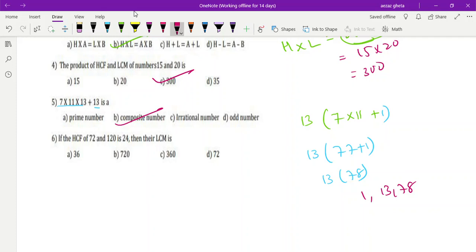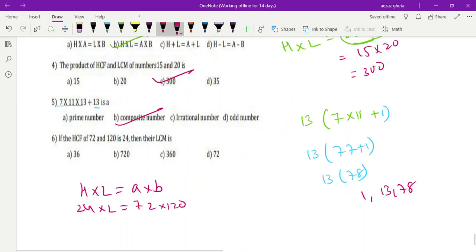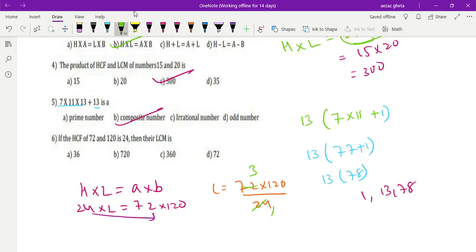HCF of 72 and 120 is 24. LCM we should find. We know the relationship H into L is equal to A into B. HCF they gave 24. LCM we don't know. And this is 72 into 120. So just cross this 24 here. You will get LCM is equal to 72 into 120 divided by 24. If you cancel it, 24 ones are 24, 24 threes are 72, L is equal to 360 is the answer. Whether you all understood?